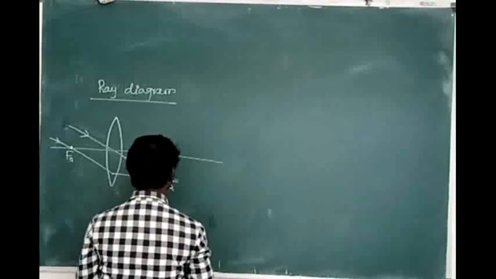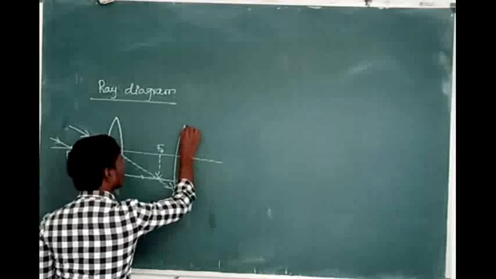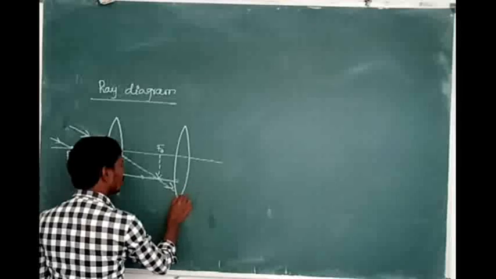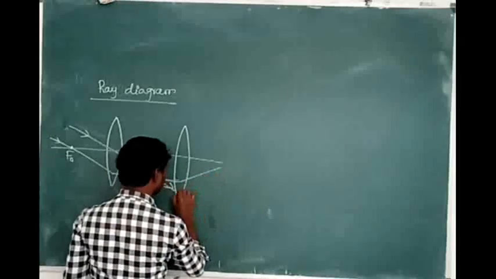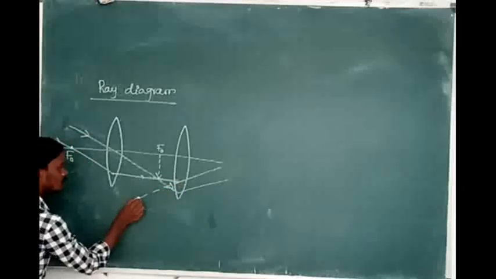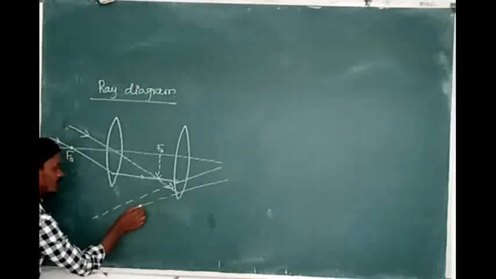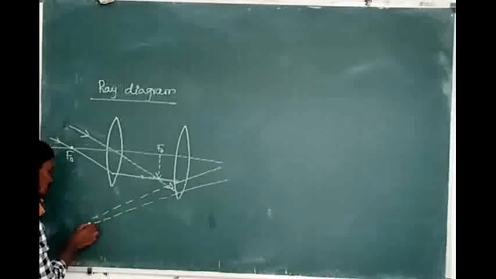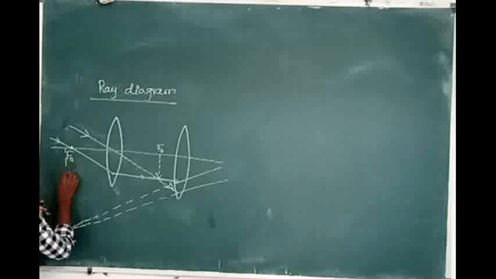Next, we are going to place the eyepiece. Whenever these rays fall on the eyepiece, again the rays undergo refraction. These refracted rays appear to come from a point. I will extend them. These two refracted rays will meet at a point. At that point, the virtual image of the distant object is formed. Here the final image of the distant object is formed.